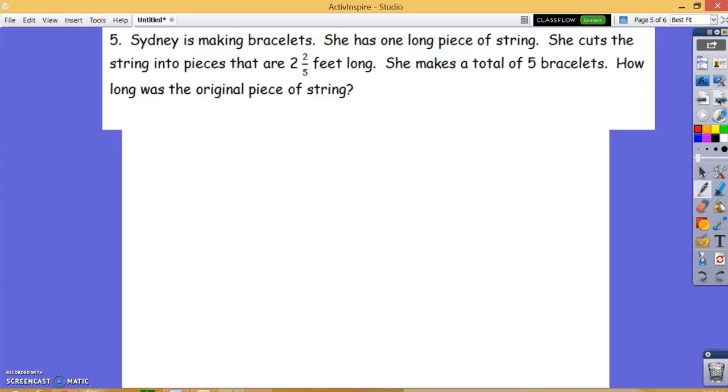So here's my hint here. We're starting with like a really long piece of string, and we're splitting it, we're cutting it into pieces that are 2 2/5. Okay, so you know you're starting with x, you're splitting, which is division, cutting by 2 2/5, and then it's going to equal 5 bracelets. When you set that problem up, it's going to have a mixed number in the denominator, so your first step is going to need to be making it improper.